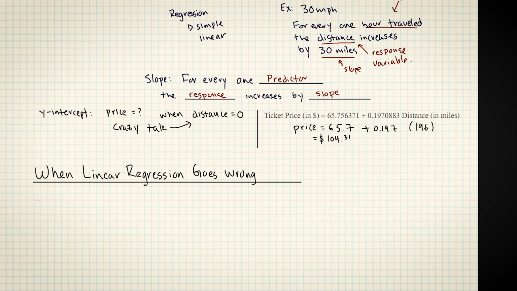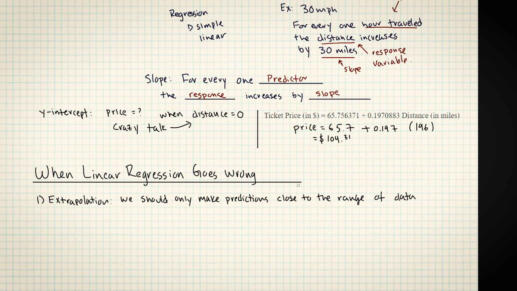So you need to be very careful with linear regression. It can feel like a much more powerful tool than it really is. The first mistake that you can make when you're using linear regression is to try to make predictions that are far away from the data that you have.